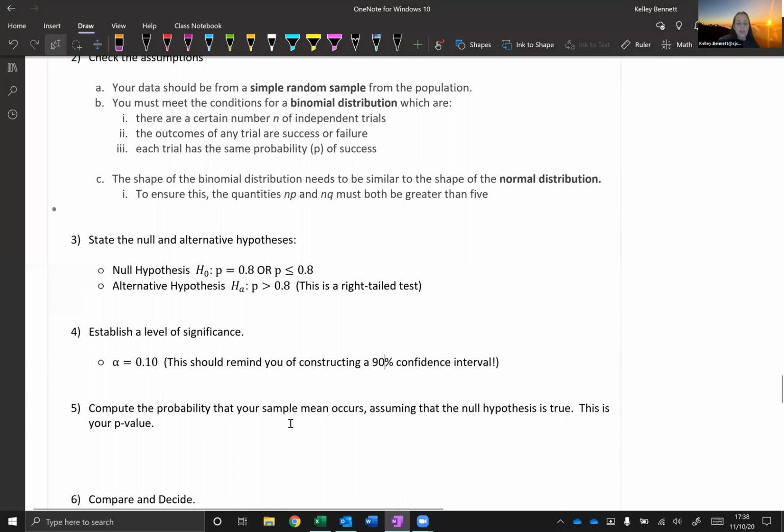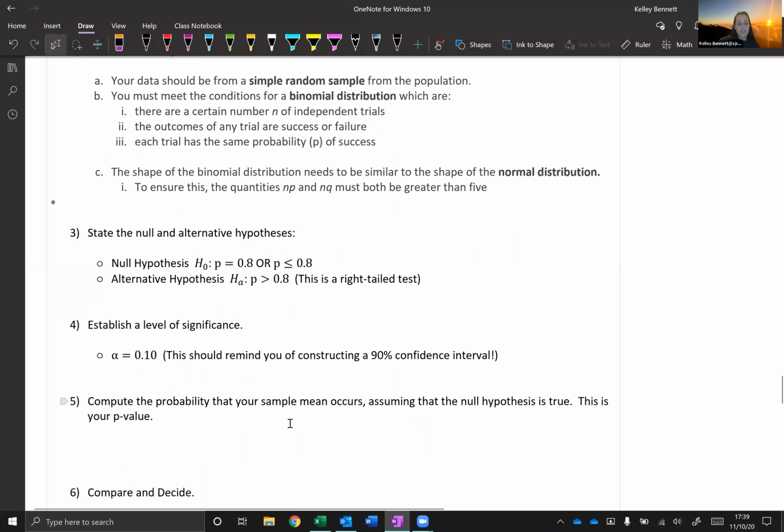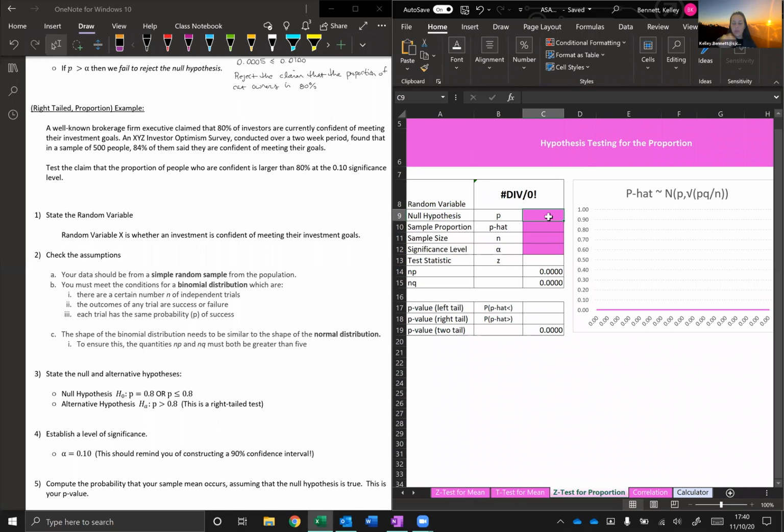All right, compute the probability that your sample mean occurs, find the p-value. Let's make that happen. We need to dump all of our assumed values and our sample values into Excel. What do we have for our null hypothesis for p? Here we had that p was 0.8. You see again how it doesn't matter if it's less than or equal to. I just need to tell it what p is for the null hypothesis. Okay, p hat, that is our sample. We sampled 500 people, and 84% of them said they are confident of meeting their goals. So that's going to be 0.84.